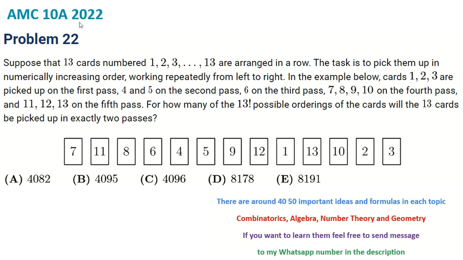AMC 10A 2022, problem 22. We want to work on this problem and the background idea of this one, and also I leave homework.